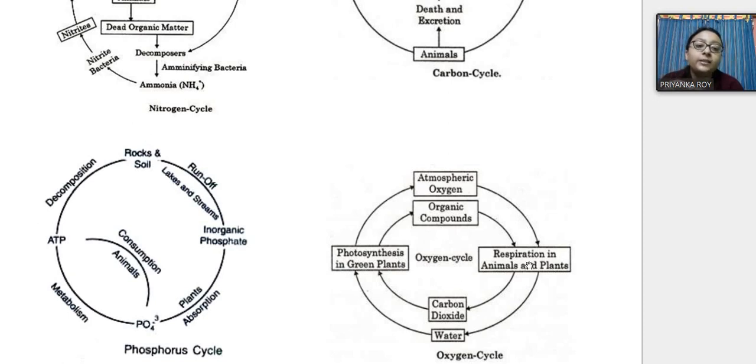Now the last one is the oxygen cycle, which is the most important one for us. That is, from atmospheric oxygen, through respiration, animals and plants are both taking up the oxygen and giving off carbon dioxide and water, and from here the carbon dioxide is taken up by photosynthesis by green plants, and it is again giving back the oxygen. So this oxygen cycle is quite simple compared to the other cycles, but this is also the most important one.